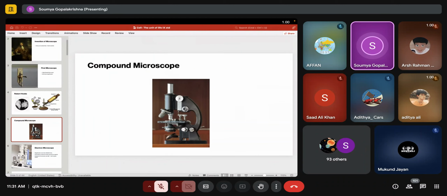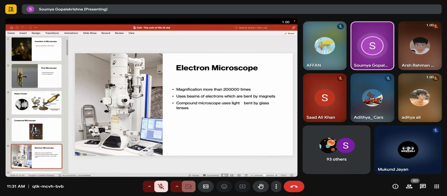Now, what is the difference between the compound and electron microscope? There is a lot of difference. I'm only going over the basics here. To view the object, light needs to be bent, and it has to fall on the object, right? In a compound microscope, light is used to view the object. The electron microscope uses a beam of electrons. There's a bombardment of electrons bent by magnets to view the object. So that is the basic difference.